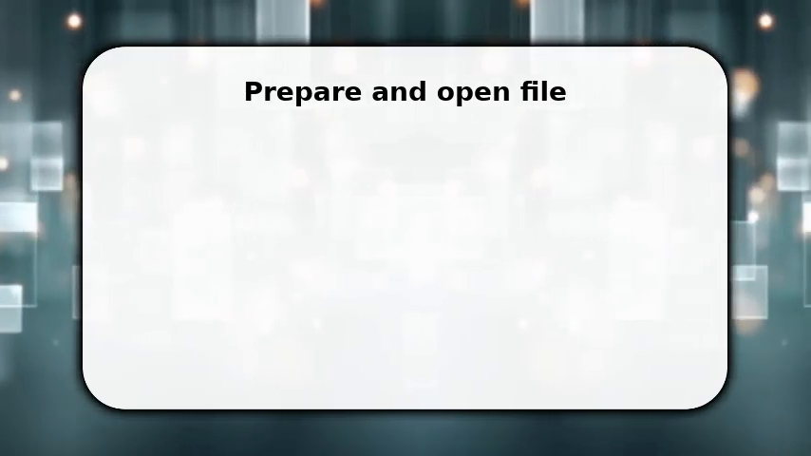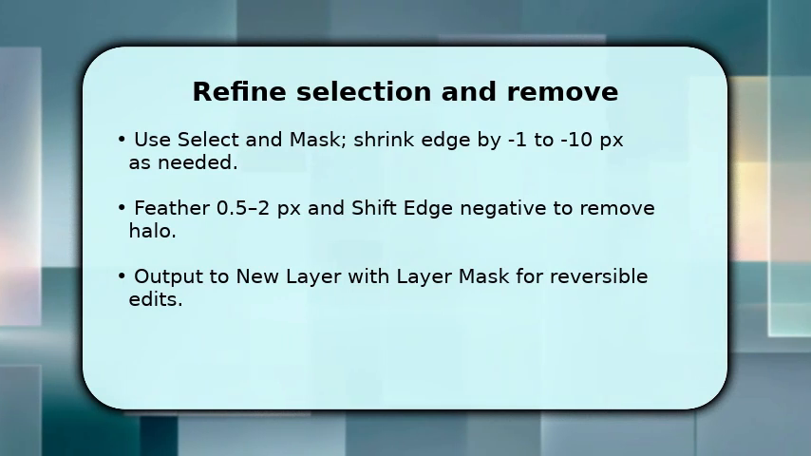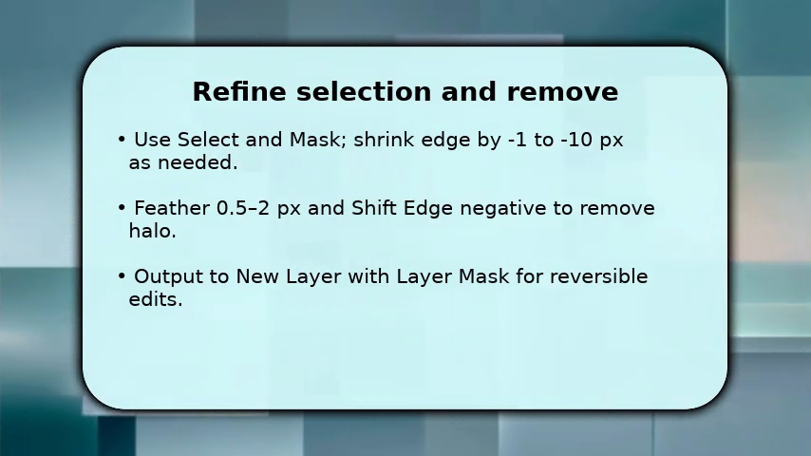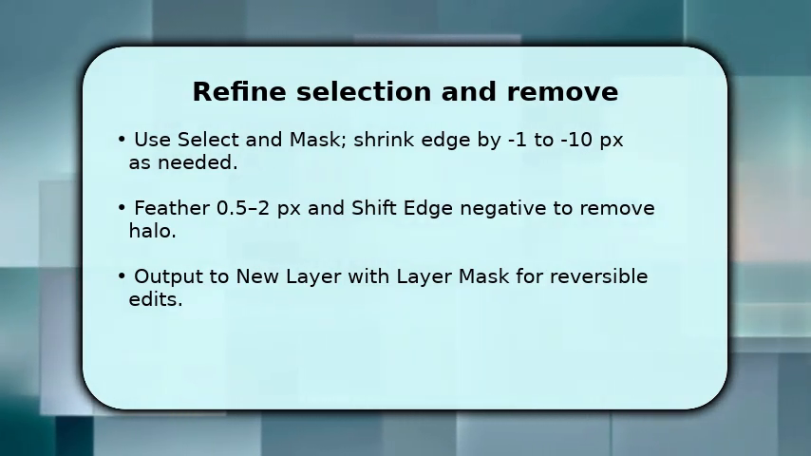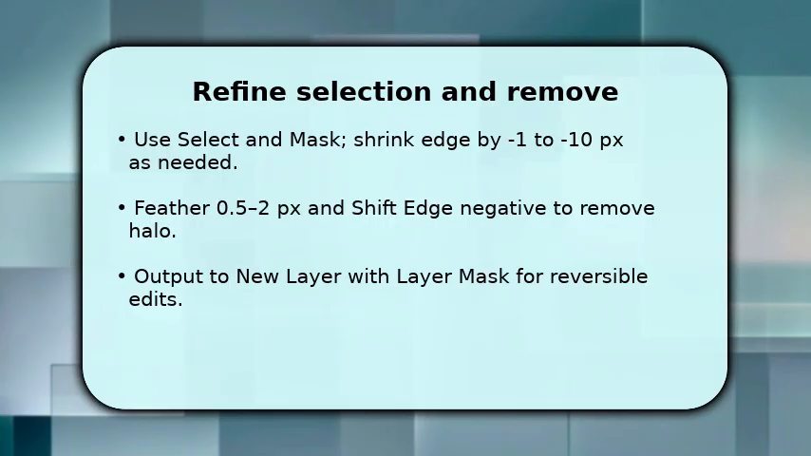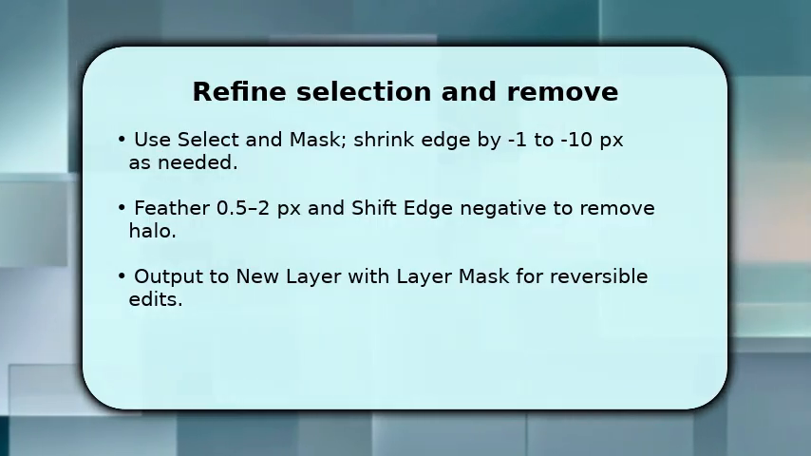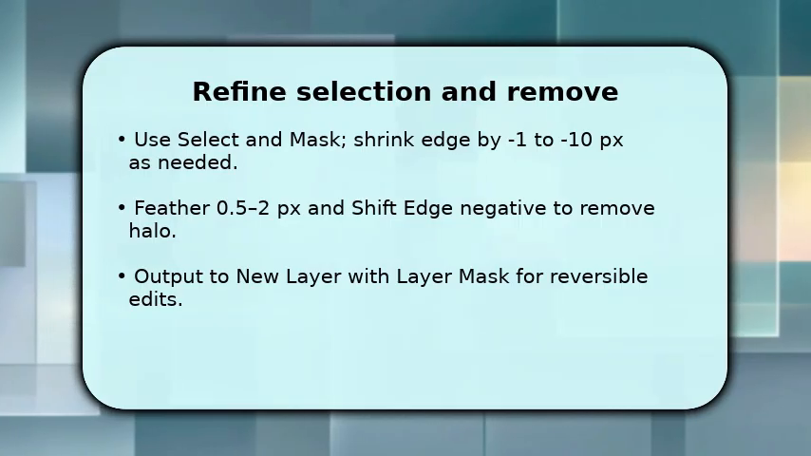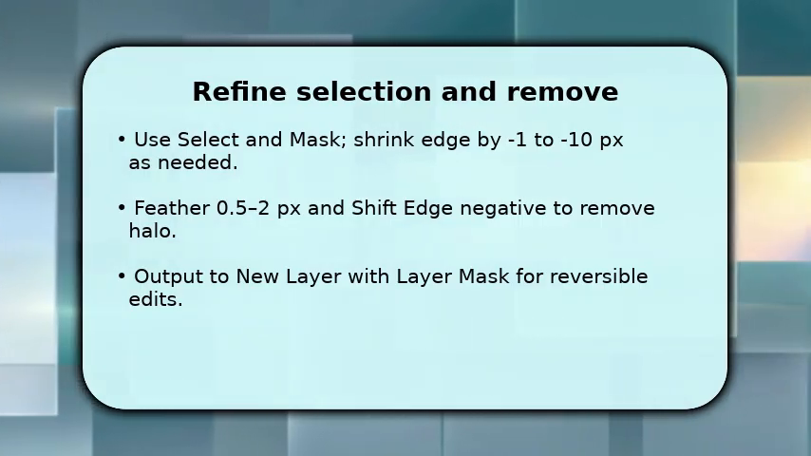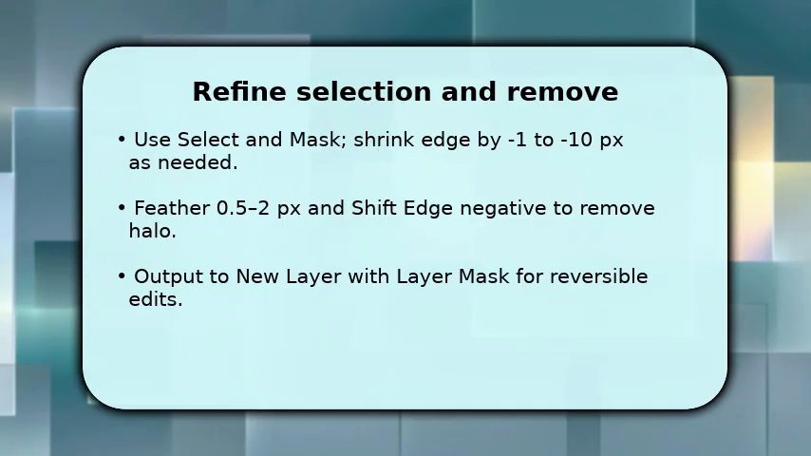You now go into Select and Mask to refine the color range selection. This is where control matters. Reduce the edge by a small negative amount to pull the selection away from the white fringe and add a slight feather of about 0.5 to 2 pixels so transitions soften. Make sure to shift edge slightly negative if light halos persist.